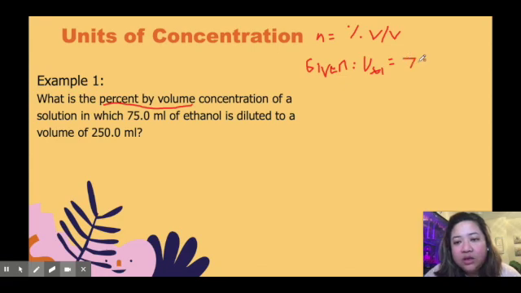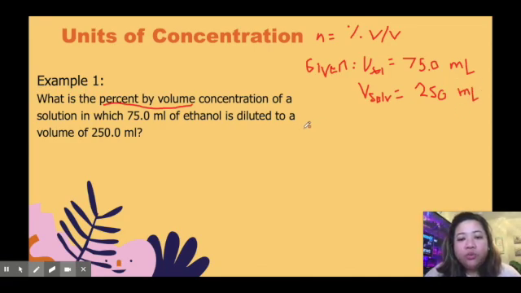So we will write here 75.0 ml. Don't forget the unit. That is very important for me. And next, for the volume of solvent, I will just write SOLV. For our solvent, it is clearly the 250 ml.